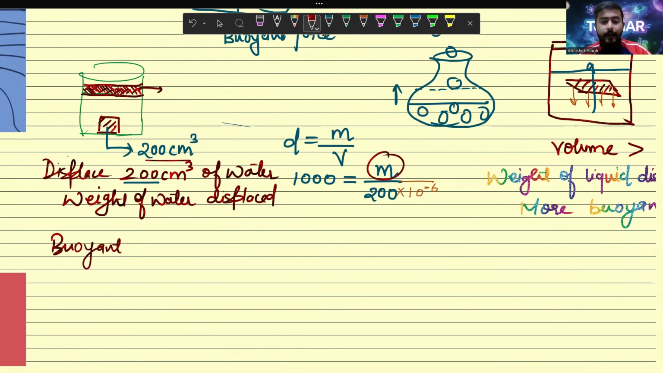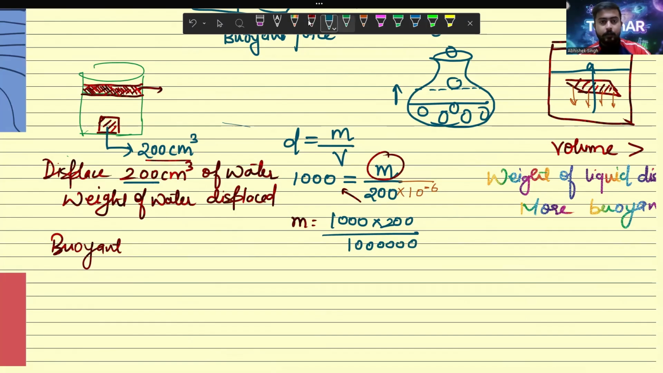So to find it, we will do a cross multiplication. Mass is equal to 1000 multiplied by 200 into 10 to the power minus 6. What does this minus 6 mean? Minus 6 means we can also write it like this: 1, 2, 3, 4, 5, 6.